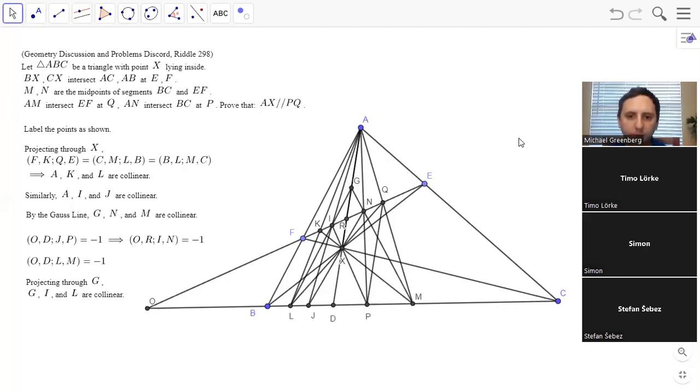All right. What if we project through point Q? Yeah, I almost want to project through Q onto BC. So A, G, and X. A goes to M, X goes to L. So M, L, P, and then there would be a point far away. And we'd want to show that those are harmonic.